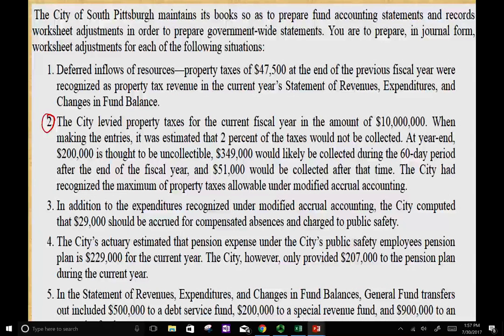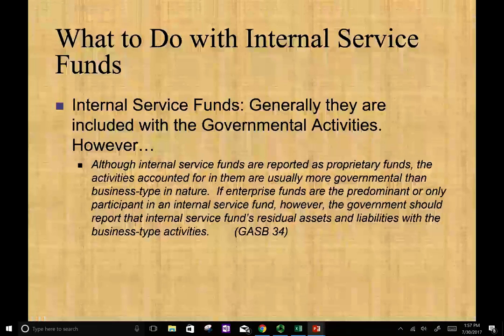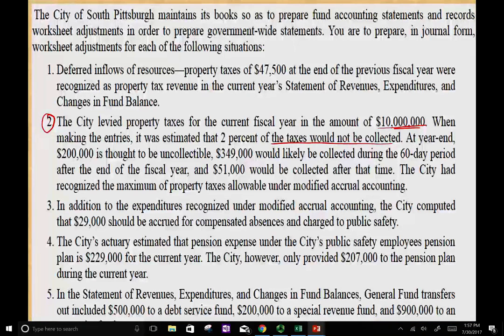Transaction 2. Now listen to transaction 2 carefully. The city levied property taxes for the current fiscal year in the amount of 10 million. When making the entries, it estimated 2% of the taxes will be uncollectible at year end. At year end, 200,000, obviously 2% is 200,000, will be uncollectible. 349,000 would likely be collected in the first 60 days. That's fine. So far, so good. And now listen carefully. $51,000 would be collected after that time.